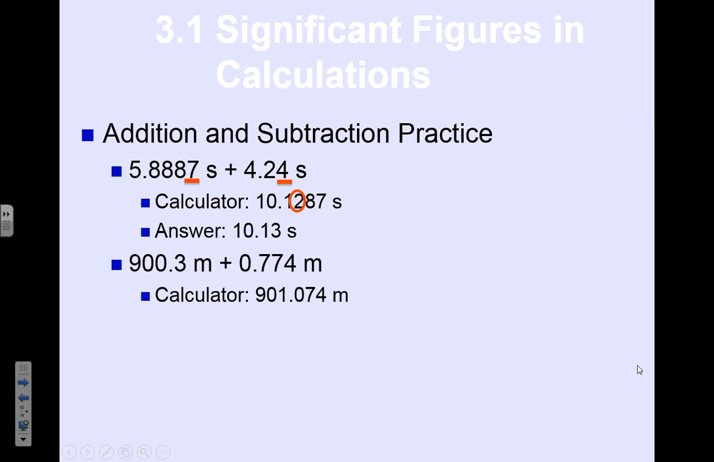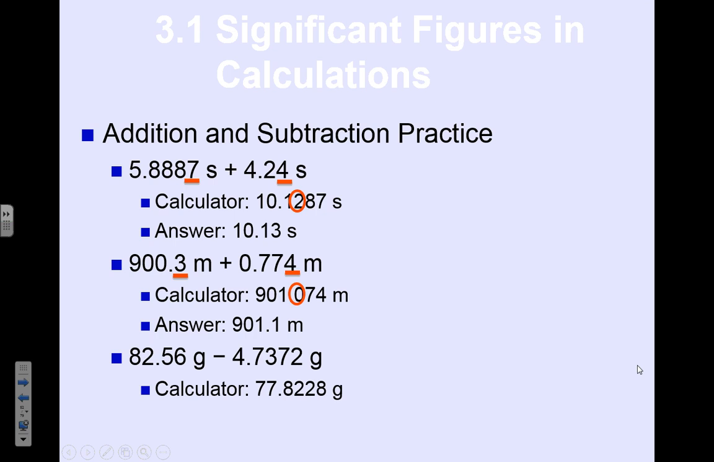Another problem. Now this one I want you to try. So work it through like I did in the last one. So pause the tape here real quick. Work it through and see if you can get the right answer. So 900.3, uncertain to the tenths. 0.774, uncertain to the thousandths. Well, the first decimal place is significantly larger as a value than the third decimal place. So I have to round to the tenths. So 901.074, next digit is a 7. That means I round up, and I get 901.1.